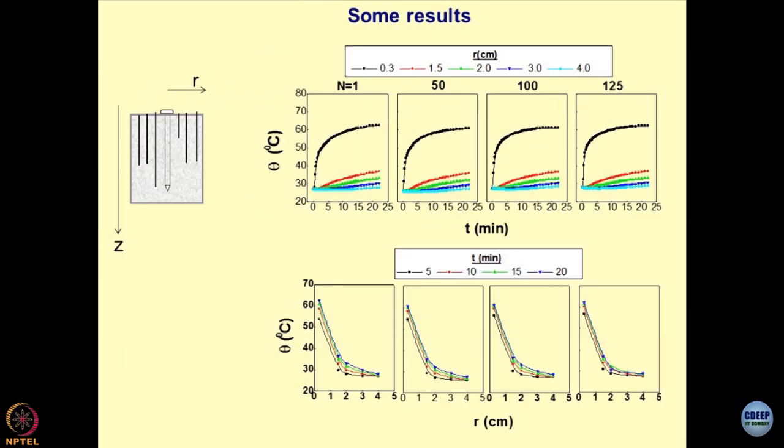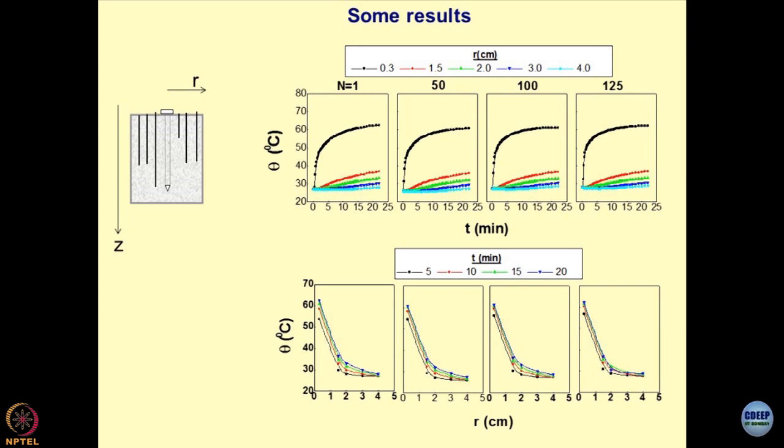Analysis of some more results which I wanted to share with you: this is the sample of the soil, the thermal probe is embedded in it, and we have different thermocouples at different R and different Zs. Remember, the heat is being monitored at the tip of the thermocouple. So, by this arrangement we have varied R and we have varied Z. If you plot how temperature varies with respect to time for different thermocouples placed at different R values, this is how the thermal profiles would be.